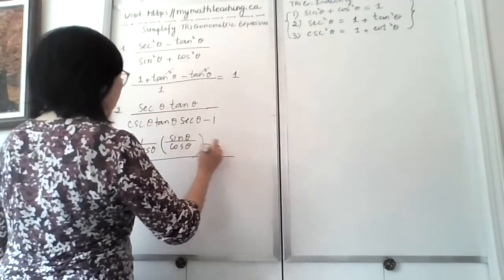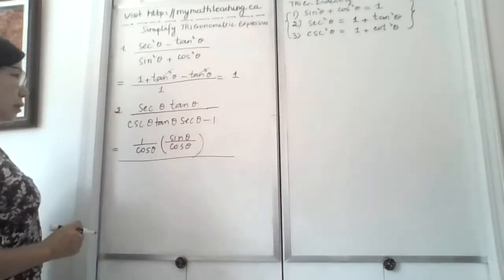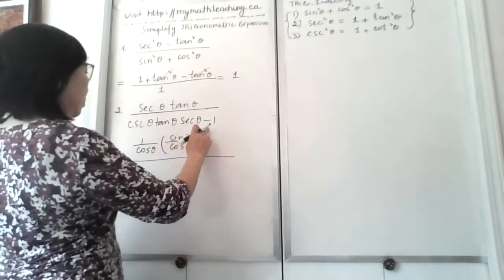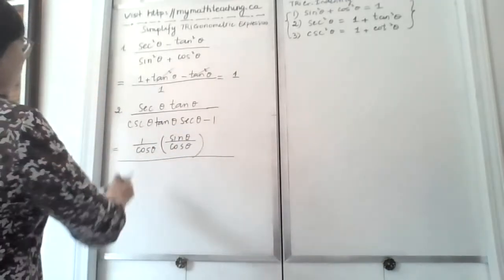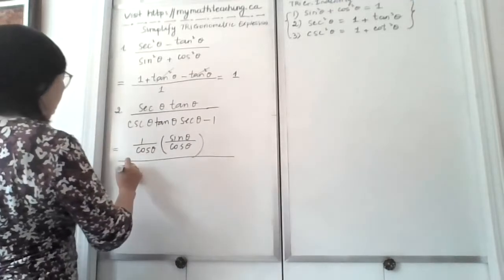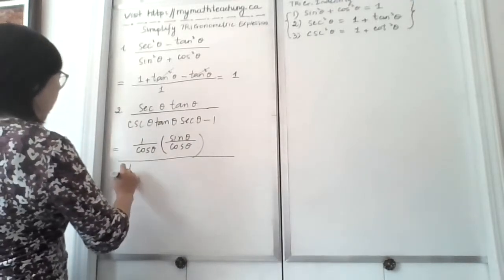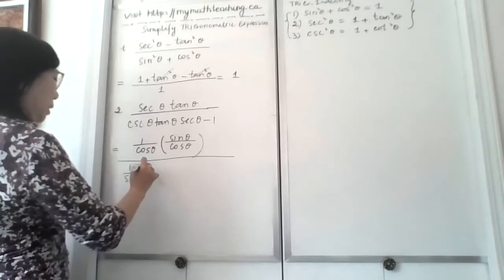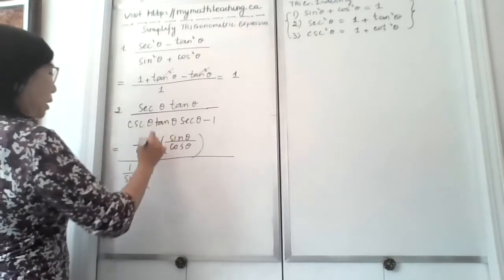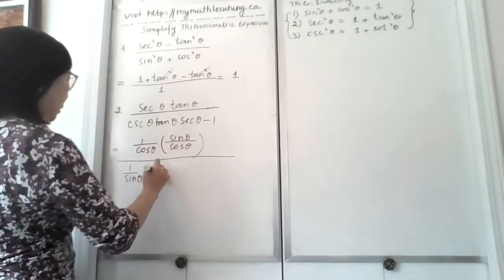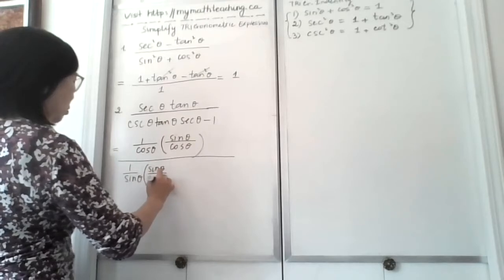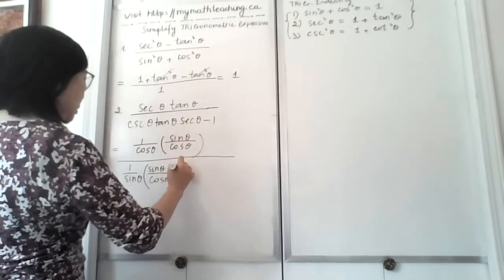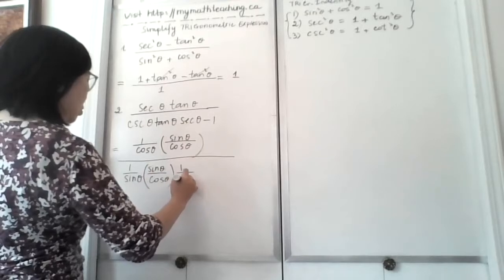Now I'm going to work with the expression at the bottom. For the expression at the bottom, I'm going to turn this into 1 over sine theta, because cosecant theta is 1 over sine theta. Tan theta means sine theta over cos theta. And secant theta is 1 over cos theta.